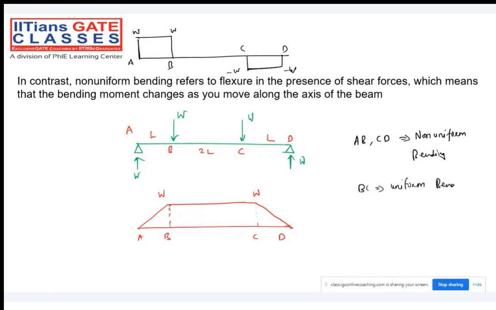Very important, make a note of it. What is the benefit of uniform bending? The radius of curvature will be constant. It is EI by M. If M is constant, the radius of curvature will also be constant. It will become a circle.